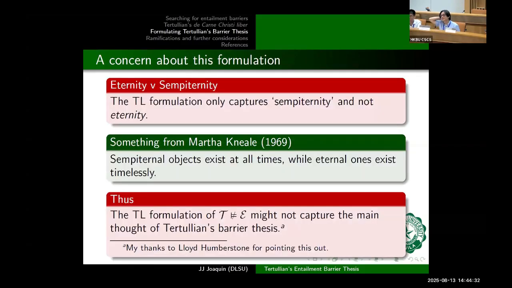Now, when I presented this in one of the conferences, Lloyd Humberson asked the question, wait, that kind of formulation is not really about eternity, it's just about empty eternity, which Martin Neal defines as objects which exist at all times, while eternal ones exist timelessly. So I think this is a bad formulation of Tertullian's barrier.